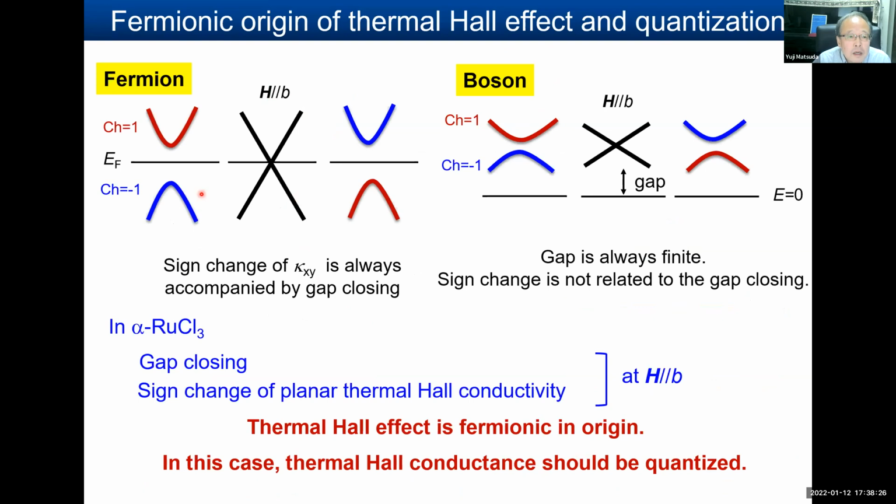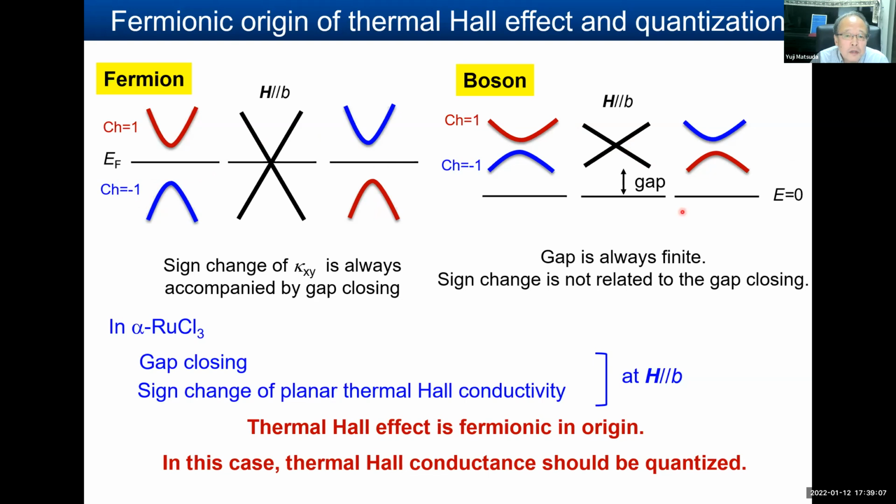There are two cases for the origin of the thermal Hall effect, the fermionic or bosonic. In both cases, the sign change of the thermal Hall effect occurs because the topological Chern number switches when you cross the magnetic field parallel to the B-axis. In this case, the Chern number changes from plus one to minus one, the same as the bosonic case.